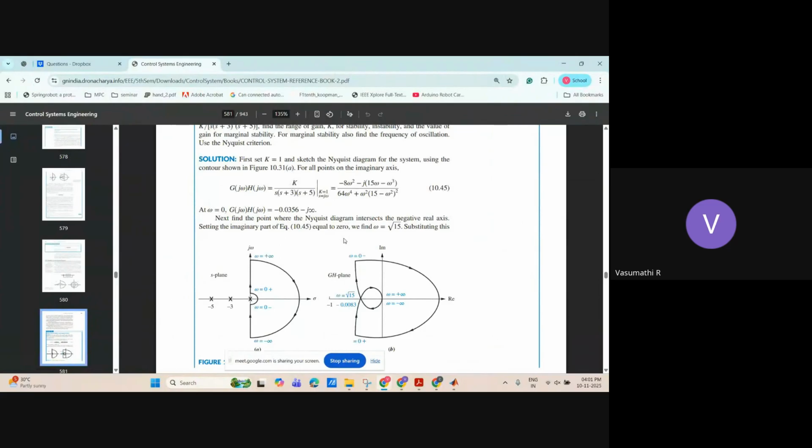Since I consider k equal to 1 and there is no zero above, right? Now I'm going to see the poles of the closed loop. I will just type it here.